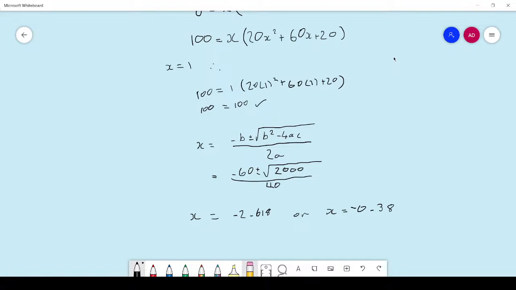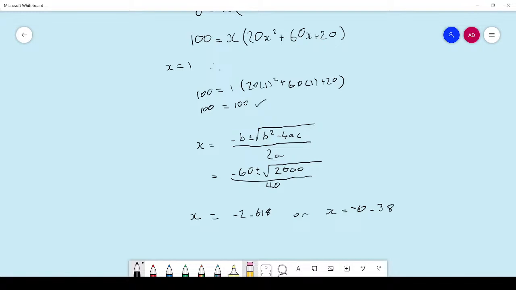So now let's check by subbing in x equals negative 0.38, and I'm just doing this on my calculator. So I put negative 0.38, 20 times negative 0.38 squared plus 60 times negative 0.38 plus 20, and that equals negative 0.0334.